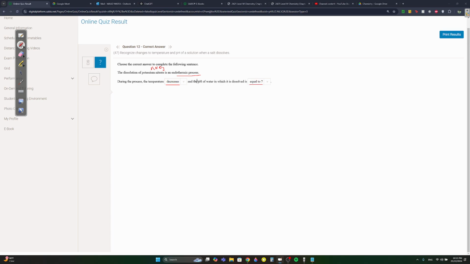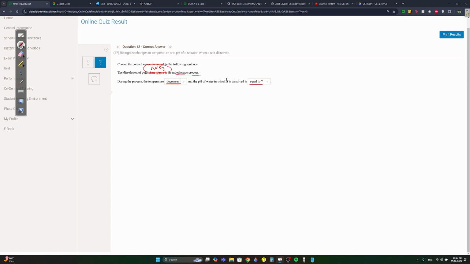And the pH of water in which it is dissolved is going to be equal to 7. Because potassium nitrate, is it acidic? Obviously, it's not. It doesn't have H. Is it basic? We don't have any. This isn't a base or an acid. It's just a neutral salt. Why would the pH change? These trick questions, they ask you a lot.